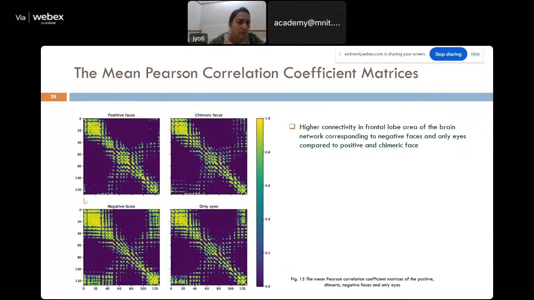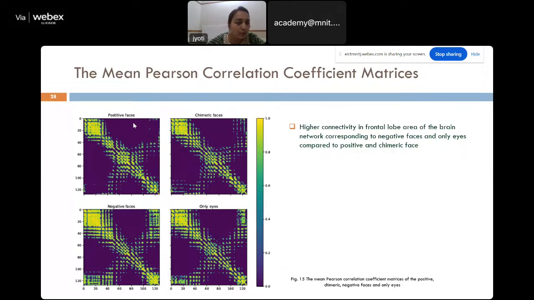So from 0 to 128, on the y-axis also we have different electrodes, and this is just plotting the correlation coefficient matrices. We have taken the absolute value of the correlation coefficient, so that's why the range is from 0 to 1. 1 shows the maximum correlation, 0 shows no correlation.